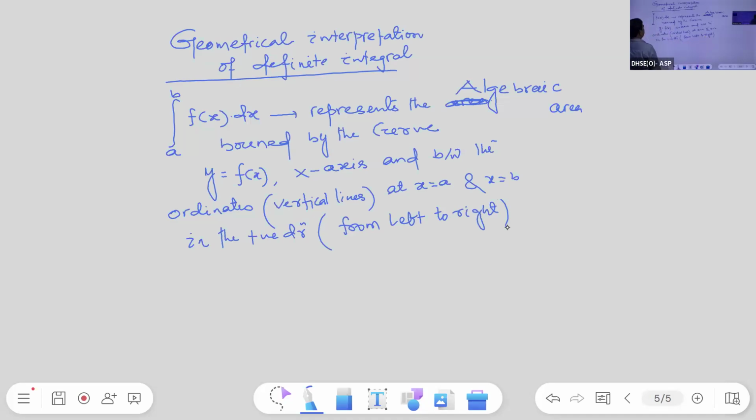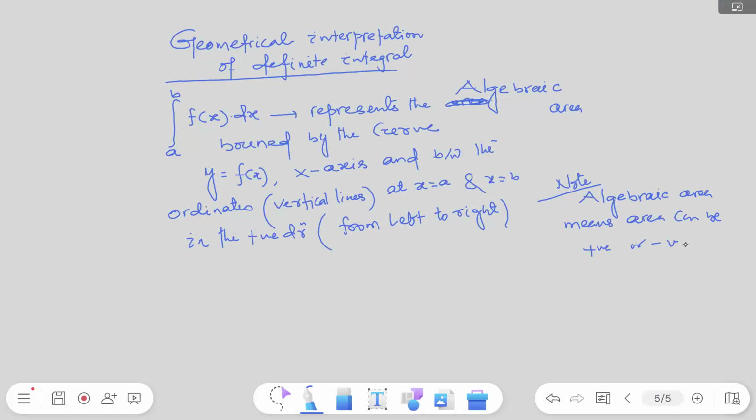Okay. Integral a to b f of x dx represents the algebraic area. Note down, algebraic area means area can be negative and positive. Area is always positive, but algebraic area can be negative or positive.